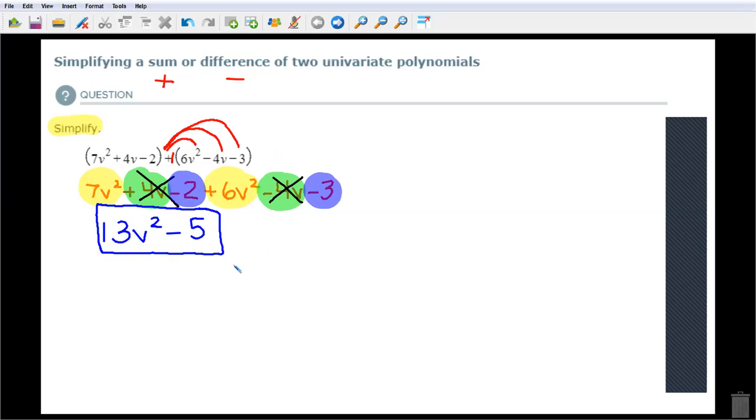One thing you do not want to do is turn this into 8v squared. It is not that. You cannot subtract 13v squared minus 5. This is your final answer. This is not correct.